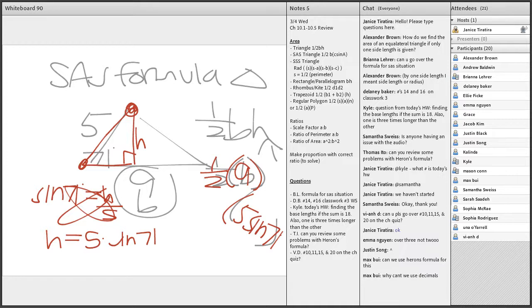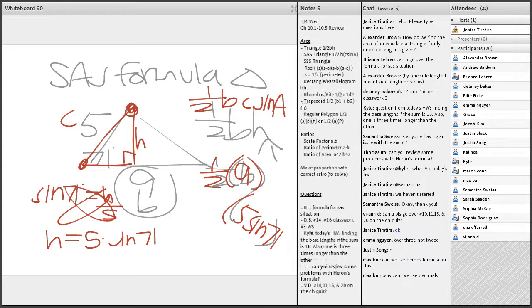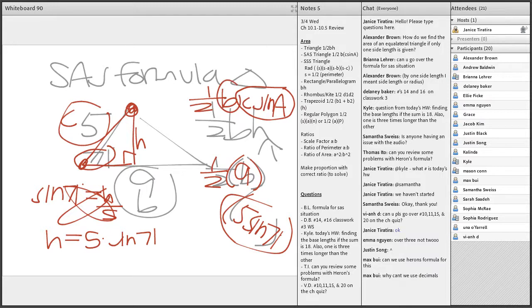The side angle side formula is 1/2 BC sine A. So 1/2 side B, which is usually the base on the bottom, side C, which is the other side that you're given, and then sine angle A. Now this here is basically your height. See how it's C and then sine angle A. So it's the same. These are identical, 1/2 base times height. It's just that this is the fast, quick way.